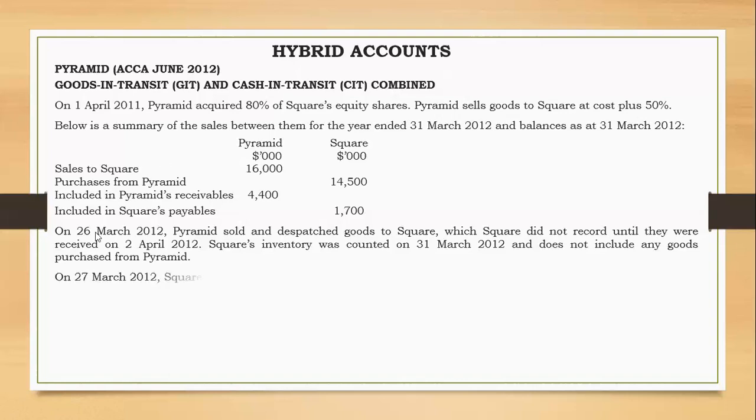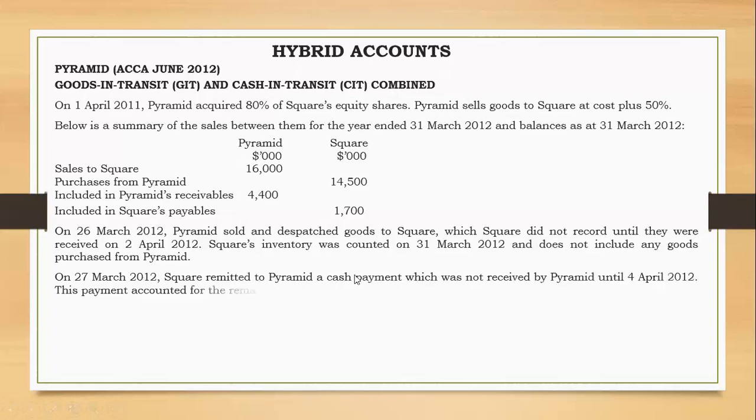Additionally, we are told that on 27th March 2012, Square remitted to Pyramid a cash payment. Pyramid sells to Square, so Square was settling some kind of payables. So Square remitted the cash payment, which was not received by Pyramid until 4th April 2012. So also by the year end, Pyramid had not received this. So we say that this payment accounted for the remaining difference on the two current accounts.